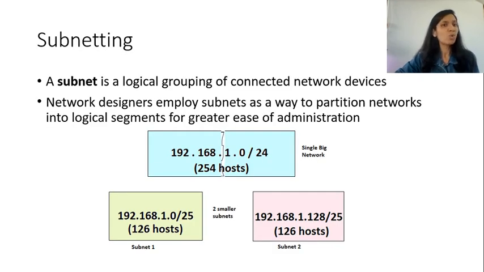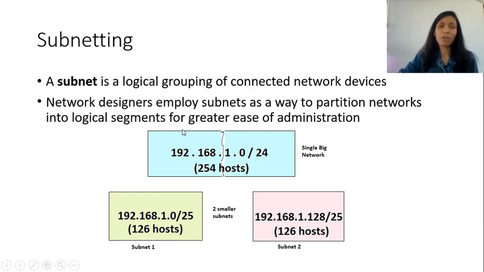Next, let us move on to subnetting. A subnet is a logical grouping of connected devices. So for example, you can consider a big network 192.168.1.0/24. This is a class C network. This has got 24 network bits and 8 host bits, and hence it has 254 hosts in this network.